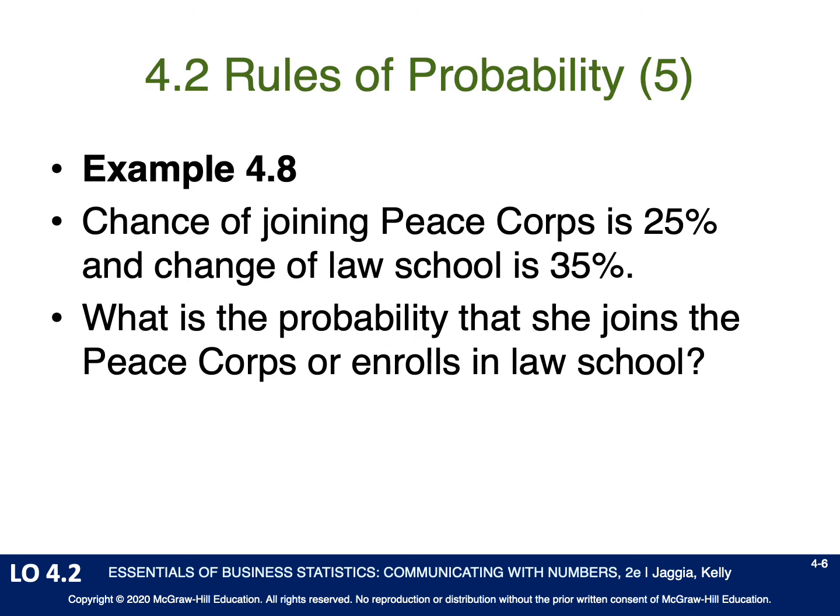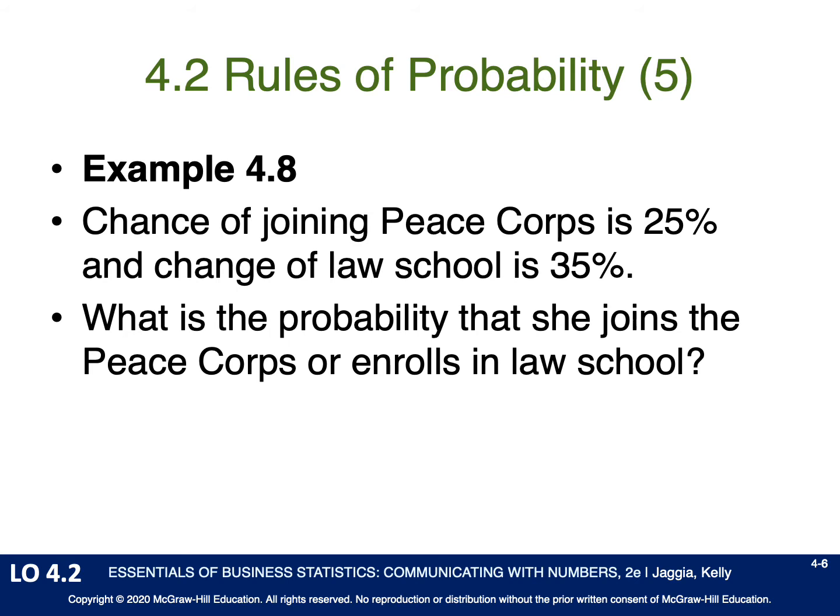So here we have an example. This is for a particular student upon graduation, and she has decided that her chance of joining the Peace Corps upon graduation is 25%, and the chance of going to law school is 35%. Now, these two events are mutually exclusive, because if she joins the Peace Corps, she's not going to law school, at least not immediately out of high school or out of college. And if she goes to law school, she's not joining the Peace Corps.